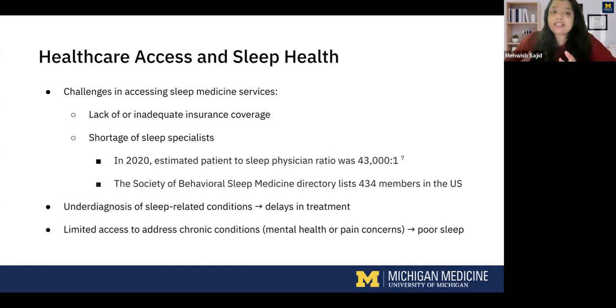In addition to just access issues with the number of providers and insurance concerns, there's also just a sheer underdiagnosis or underrecognition of sleep-related concerns, especially in primary care offices, and that can lead to delays in treatment. And obviously, unaddressed sleep-related issues have a significant impact on a patient's overall health. But we also see that there are chronic conditions like mental health conditions or underlying chronic pain concerns. If they don't have access to see those specialists, then that trickles down into poor sleep as well. So it's all related in terms of a patient's access to healthcare and their sleep.